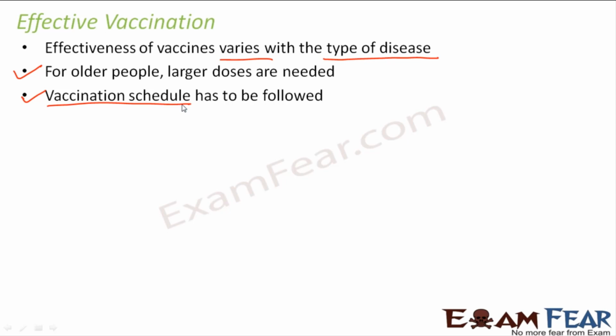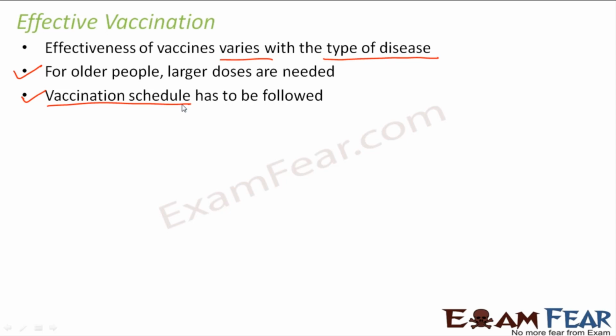Similarly, maybe for some other disease, they might say that you will have to come twice at an interval of 2 months to get the vaccine. So it is you who has to follow the vaccination schedule, right? So depending upon the type of disease, depending upon your age, and depending upon the type of vaccine which is given, a specific vaccination schedule has to be followed. So if all these things are followed, the possibility or the effectiveness of vaccination increases, right?